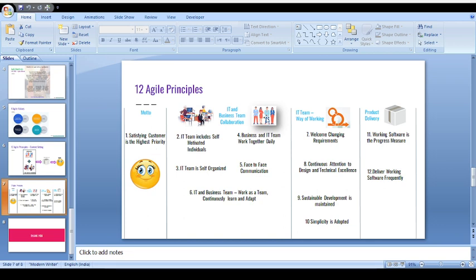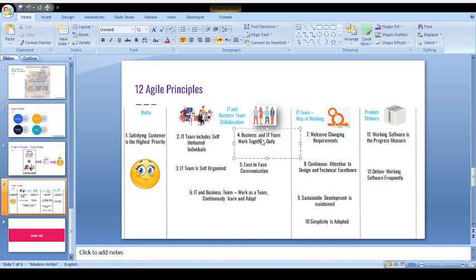And as I said, there are 5 principles related to the collaboration that happens between the IT team and the business team. The first principle says that the IT team will have self-motivated individuals. The developers working within the IT team are highly motivated and self-organized. Self-organized in the sense that they are ready to work, they are ready to accept the changes given by the customers or the business team and immediately incorporate them into the software. So the IT team includes self-motivated individuals and also a team of self-organized people.